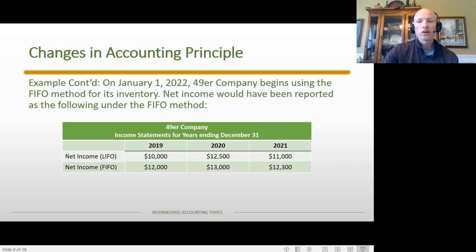And so what I've done here is in one sort of table, I can show you how the income would have changed had they reported under FIFO in those prior years, 2019, 2020, and 2021. And so you can see that income would have been higher in each year because of that change.